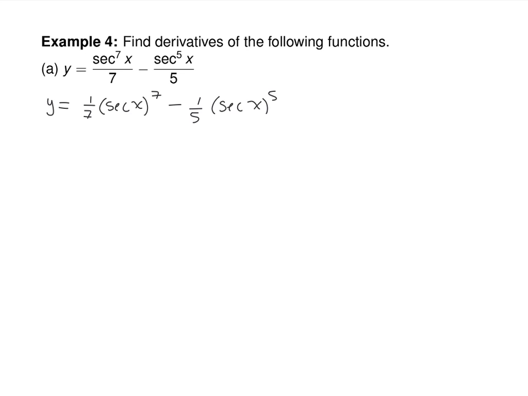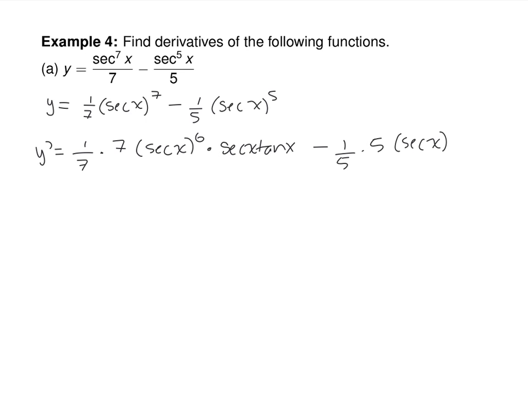Okay. So then what's the first thing that happens with that power on the secant? And it does what to that 1/7? Yay! Secant x to the 6th times, what's the derivative of secant? Yep, secant x tan x. And then minus a 5th times 5 secant of x to the 4th, right? Times, once again, secant x tan x, right?